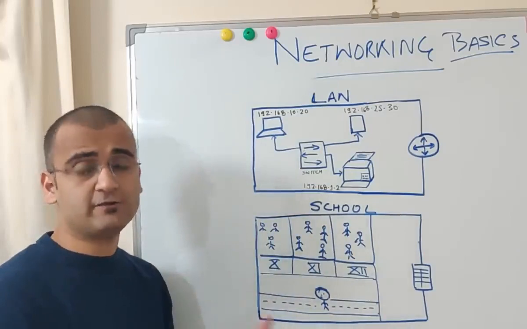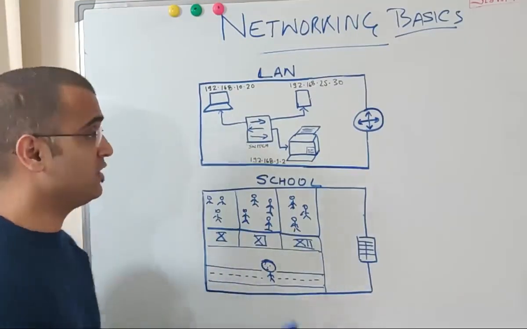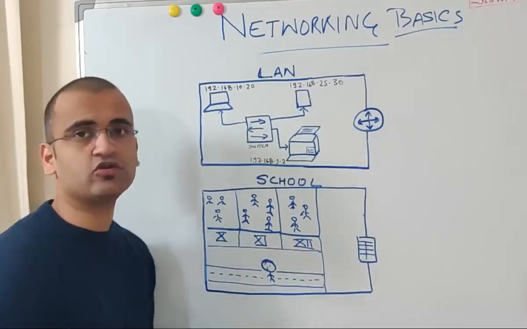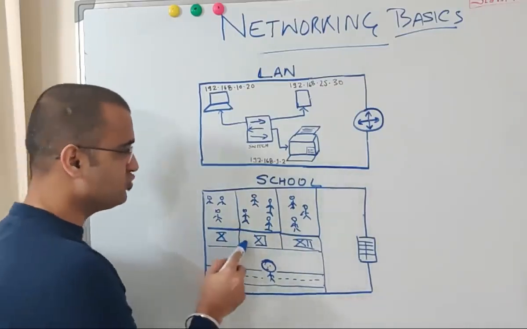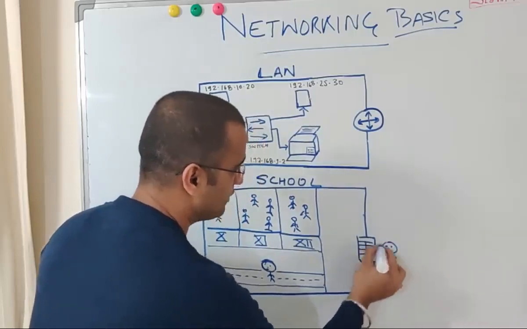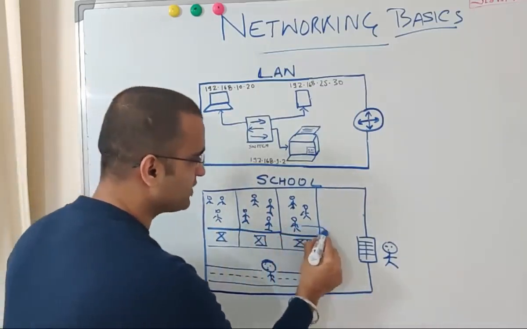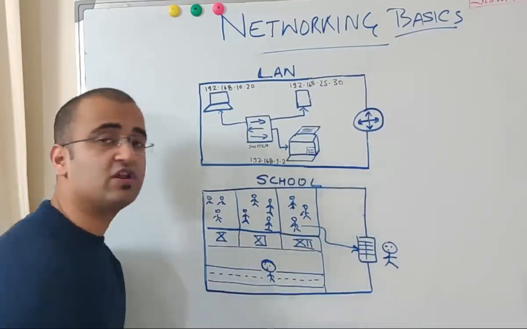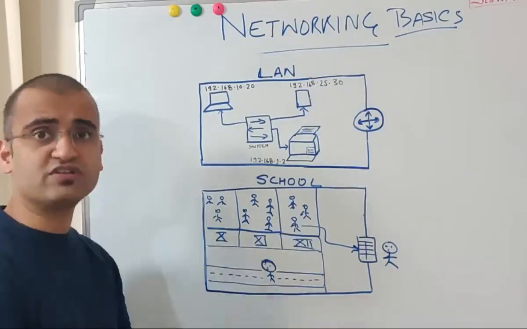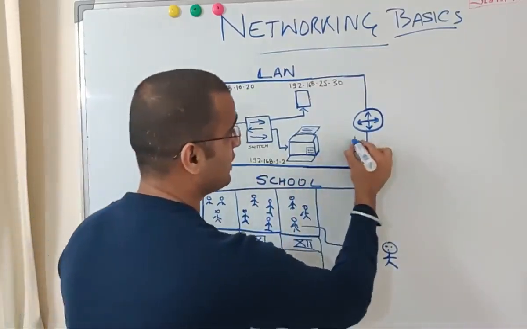But what if a student of this particular school wants to go and meet a student of a school next to this particular school, but that school is outside the boundaries of this particular school? In that case, this student has to go and meet the main security guard here, which is there at the main security gate, and he has to ask permission of this particular security guard, and only then he can go and meet someone outside the school boundaries. So this security guard is nothing but a router.